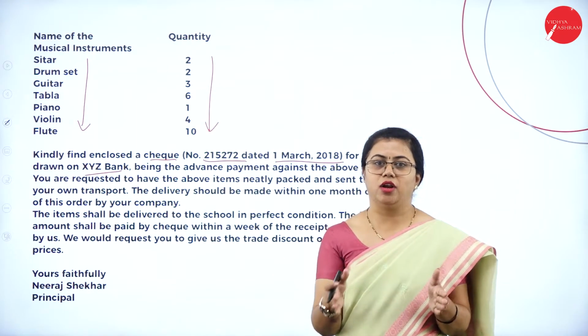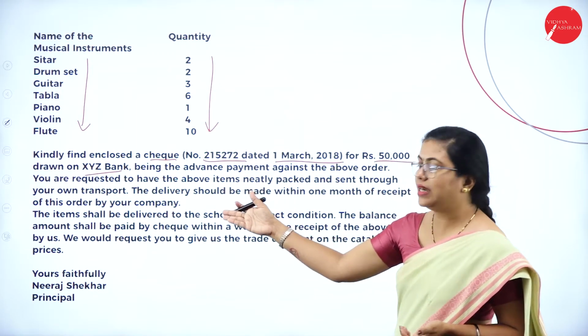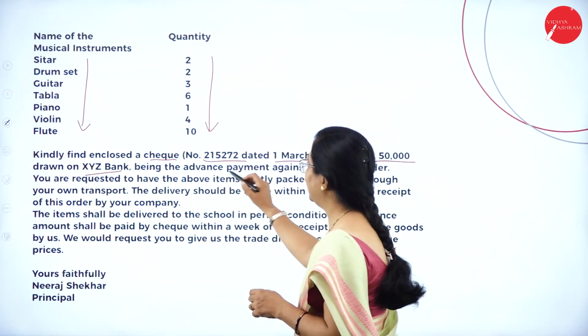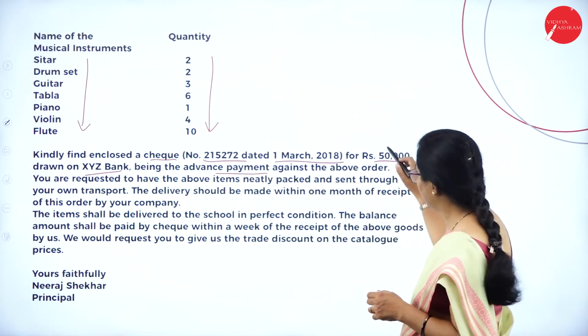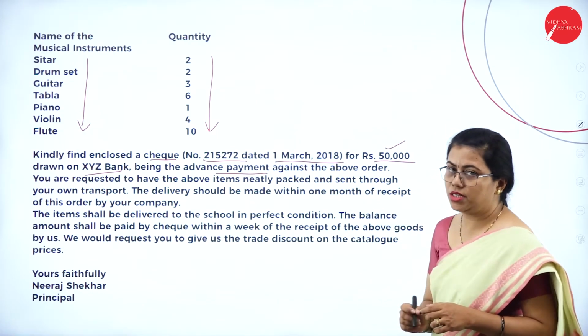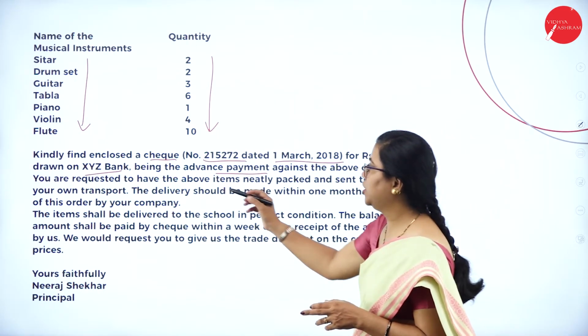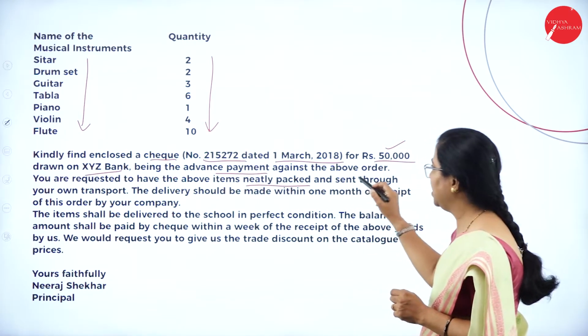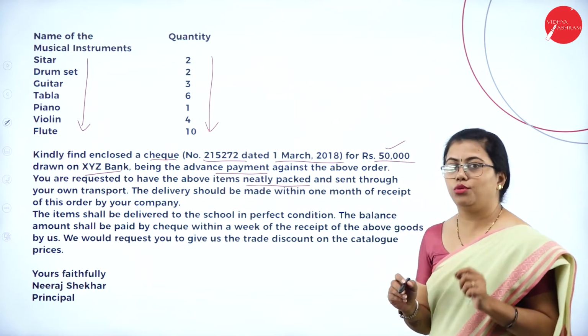So through this bank and all. If it is not given, you can either write XYZ or you can write any bank's name. So being the advance payment, 50,000 rupees is actually the advance payment for the above order. You are requested to have the above items neatly packed. These are my conditions. Neatly packed and sent through your own transport.